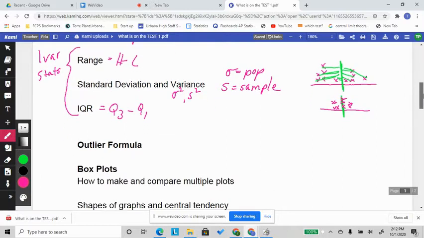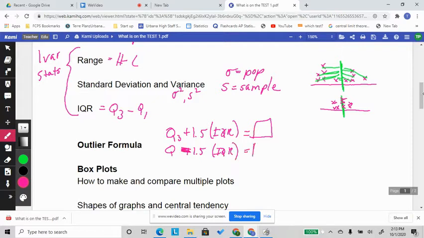One of the things that you have to know is the outlier formula. The outlier formula is Q3 plus 1.5 times the IQR. Any number above that is an outlier. And Q1 minus 1.5 times the IQR is equal to, whatever that is equal to, anything lower than that is an outlier. There we go. All right, box plots.